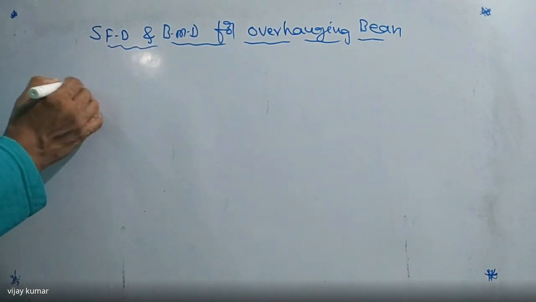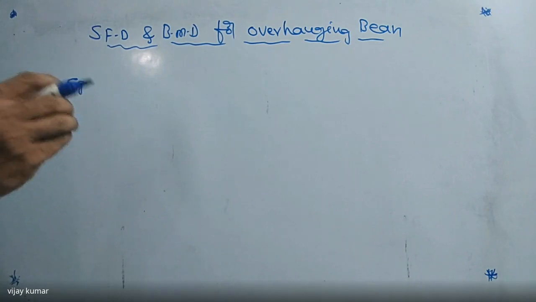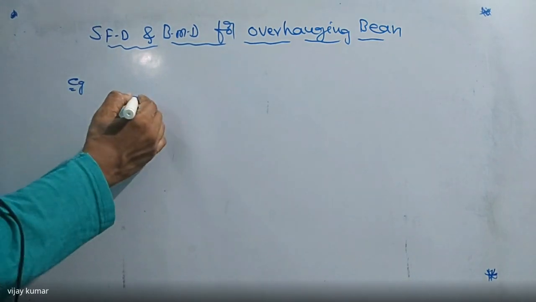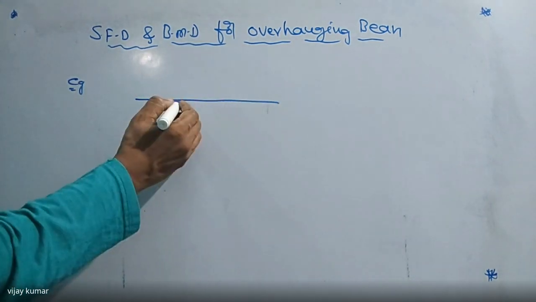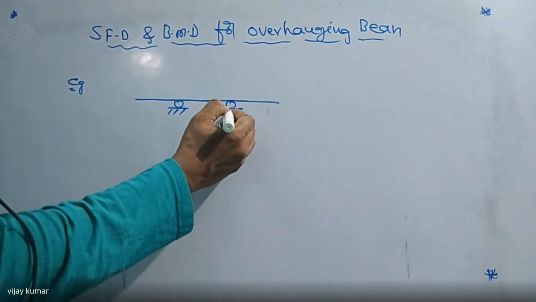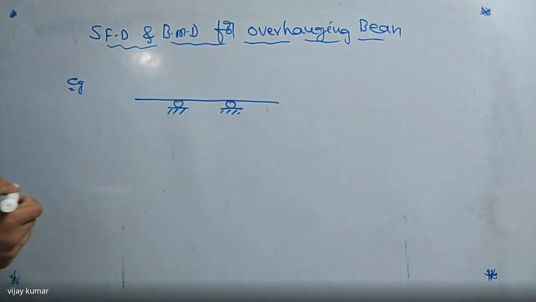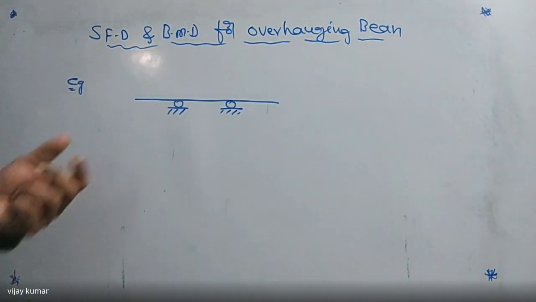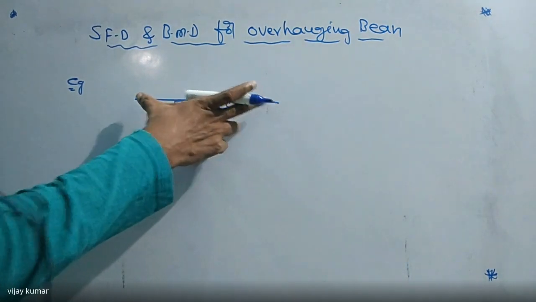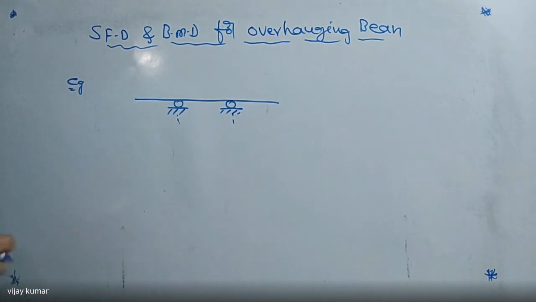Listen carefully here. For example, I am taking one overhanging beam. I have already told you the definition of an overhanging beam. For example, this is the overhang, and both sides are overhanging here. This is the total length of the beam. The definition of an overhanging beam is that the total length of the beam is always more than the distance between the two supports. Then the beam is named an overhanging beam. Do you get my point?